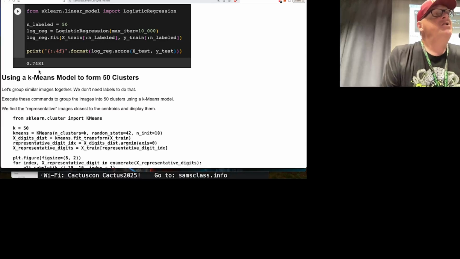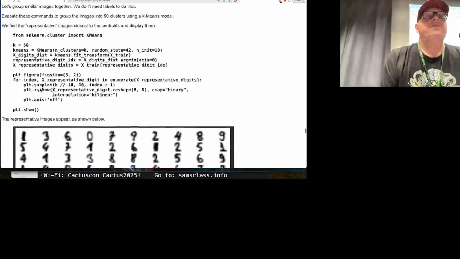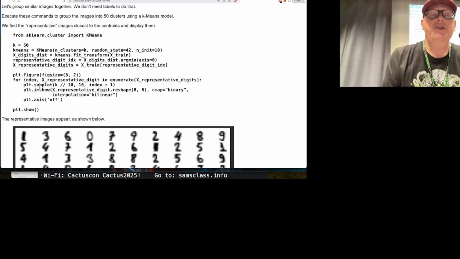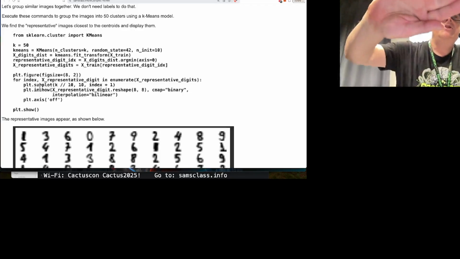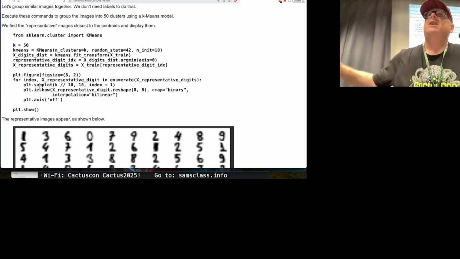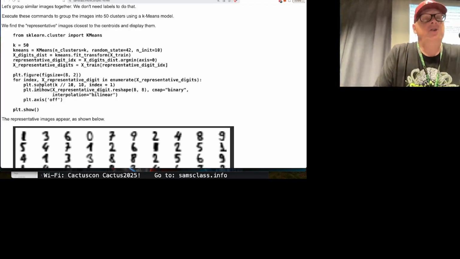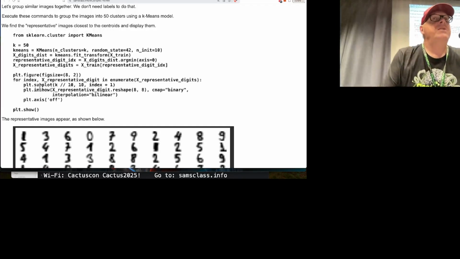That wasn't very good. So what you do is you use k-means to form 50 clusters. So you find the images that look similar and cluster them together. And then you go back and find the image closest to the center of each cluster. So now instead of having the first 50 images, I have the 50 representative images that represent each of the classes. And this is what people do with focus groups in voting. They try to find people that will represent the classes they're hoping for.